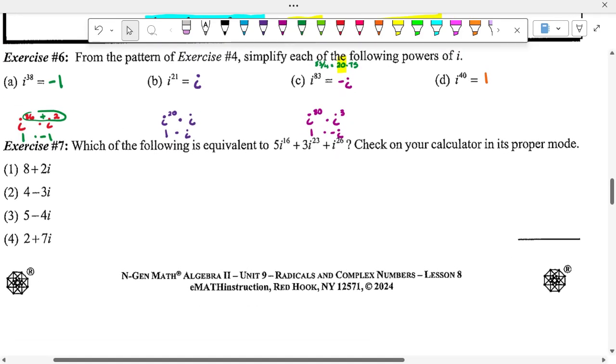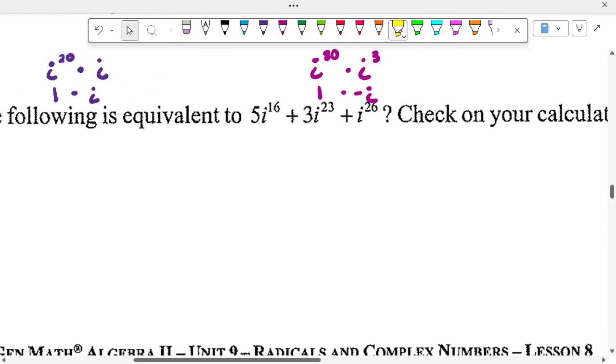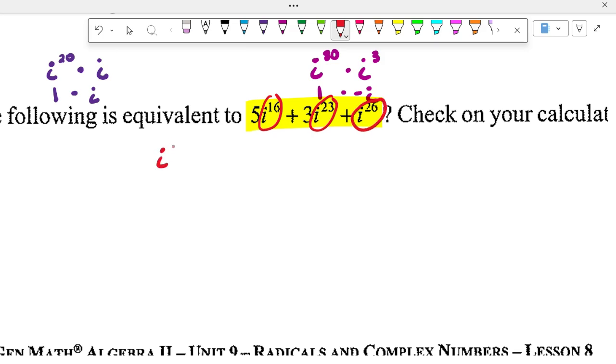Okay, last one. So we're going to find the equivalent expression to this. The first thing we want to do is convert all of the powers of i into their simpler terms. So i to the 16th. What do you guys think i to the 16th is going to be? 1. Why? It's a multiple of 4. 16 is a multiple of 4.